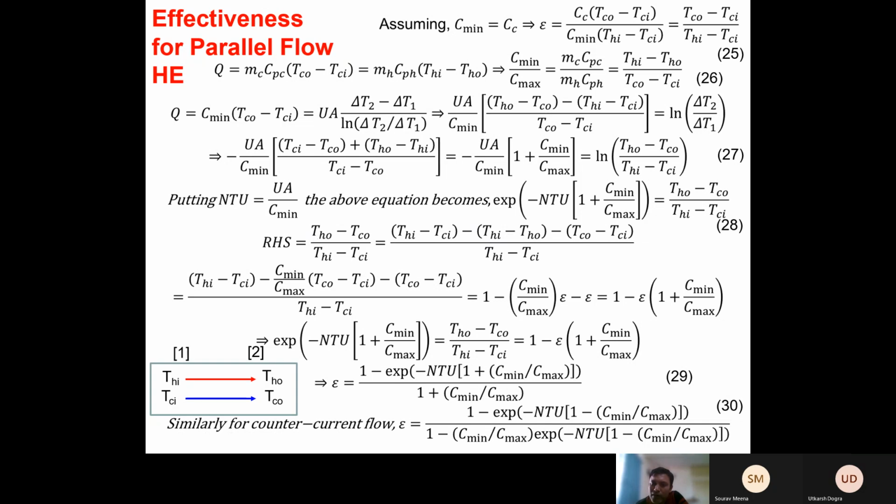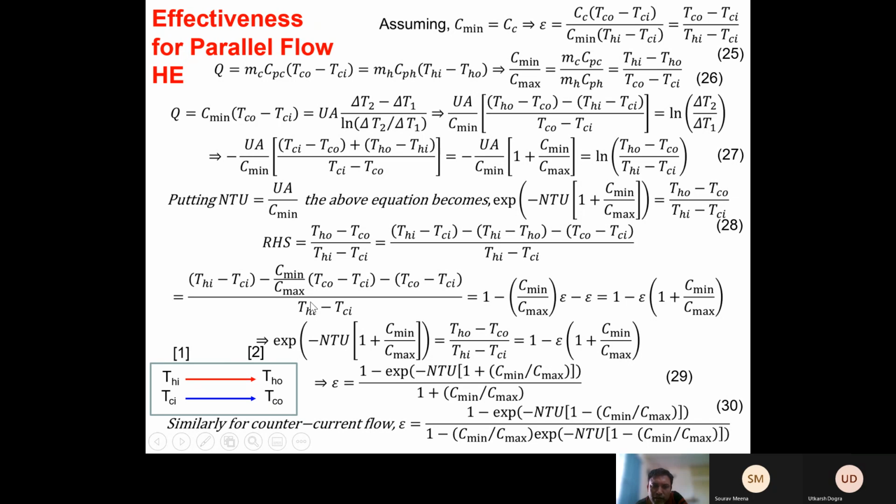Hello? Yes, sir. Now I can divide these 3 terms by THI minus TCI. So this THI minus TCI and this is also THI minus TCI, this becomes 1. Minus THI minus THO divided by THI minus TCO. So this THI minus TCO term, this THI minus THO term, I can represent using this equation, TCO minus TCI into C min by C max.